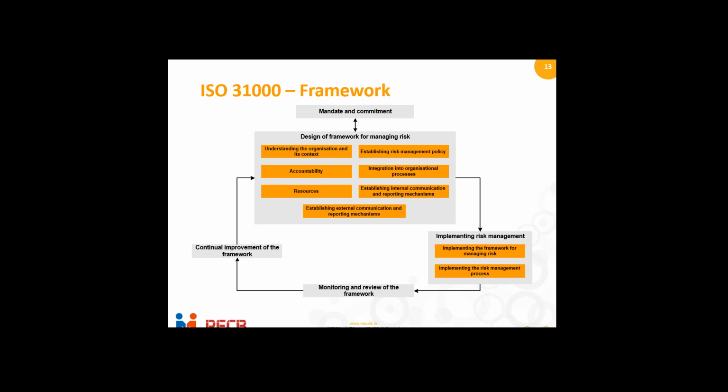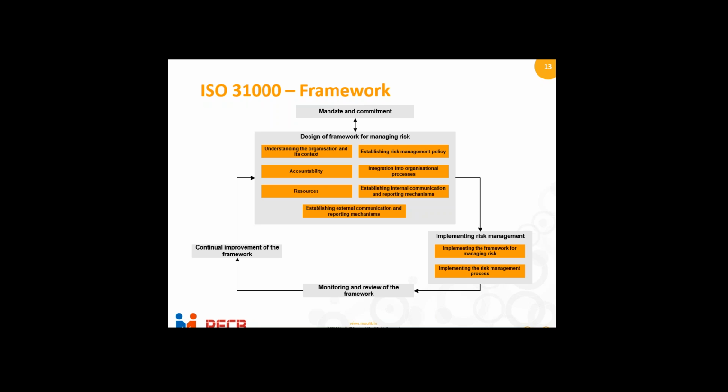After mandate and commitment, we see another second block which says design of framework for managing risks. So we have designed a nice framework for managing the risk. From there we go and implement the risk management, and then we keep on monitoring and reviewing the framework, and we keep on looking at improvement of the framework. Some of you might correlate it to a PDCA cycle, Plan, Do, Check, Act, which is a continuous improvement cycle. The framework is created based on the PDCA cycle. So we plan for improvement, we implement improvement, we monitor and review and check the results coming in, and we improve from there and do the replanning activity.